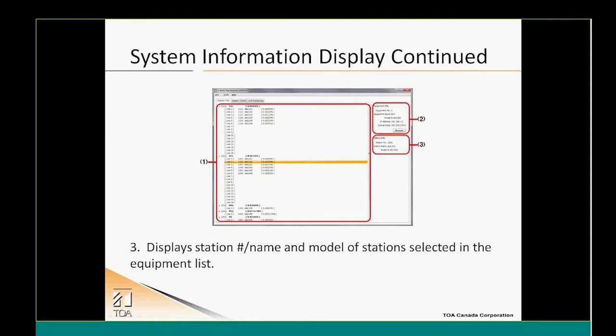Section 3 of the System Information Display displays the station's number and name and model of the station selected in the equipment list.